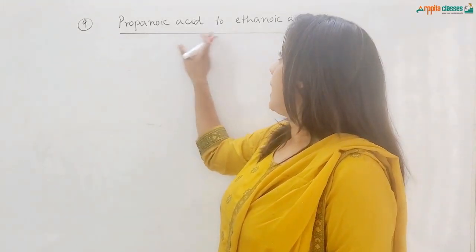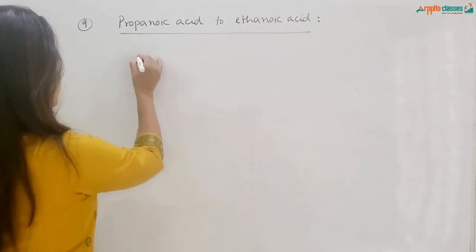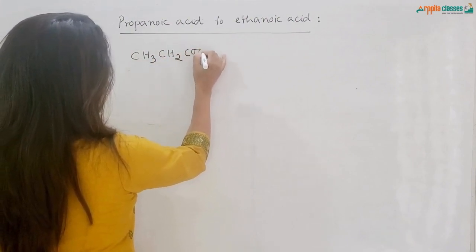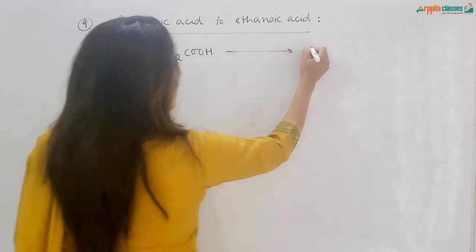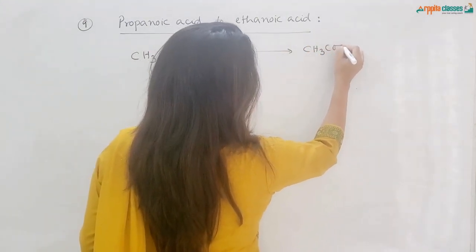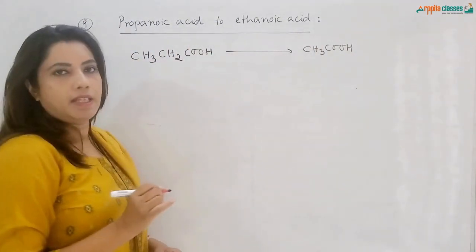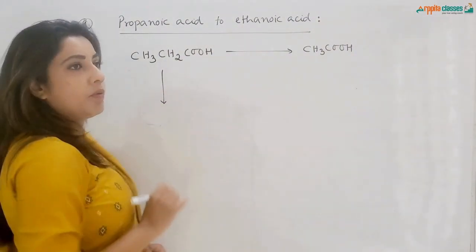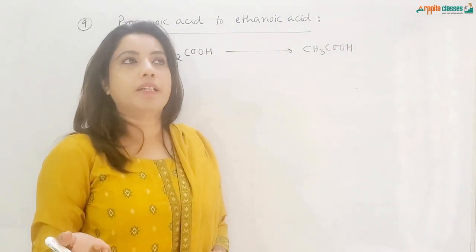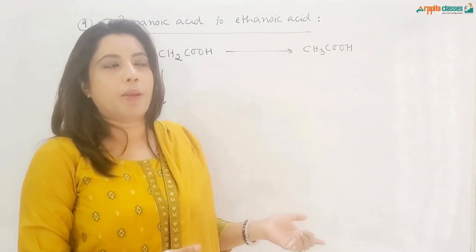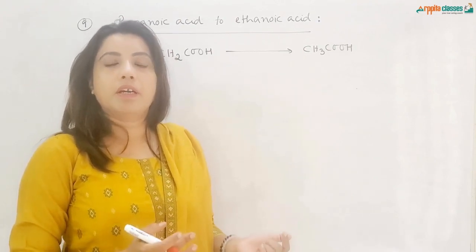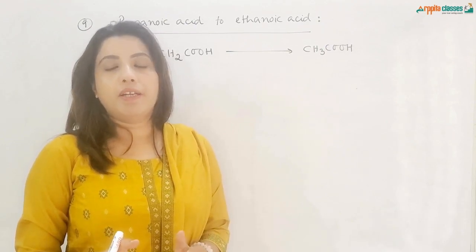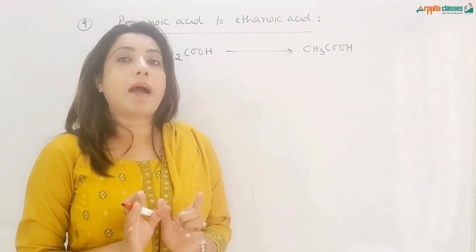Next is propanoic acid to ethanoic acid. Let us draw the structure. Propanoic acid, carboxylic acid with 3 carbon atoms, to ethanoic acid, carboxylic acid with 2 carbon atoms. So we can clearly see that it is a step down reaction. For the step down reaction, I already told you that decarboxylation reaction is one of them. Hofmann bromamide degradation reaction is another one.